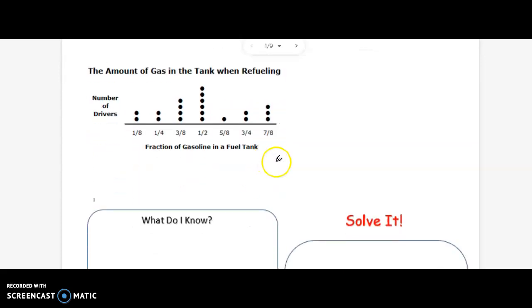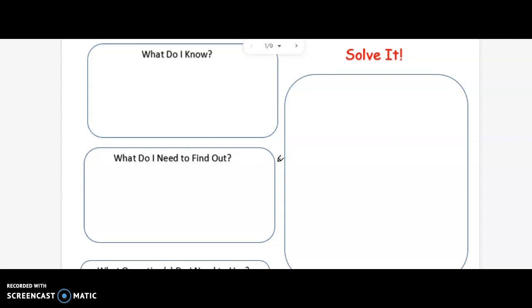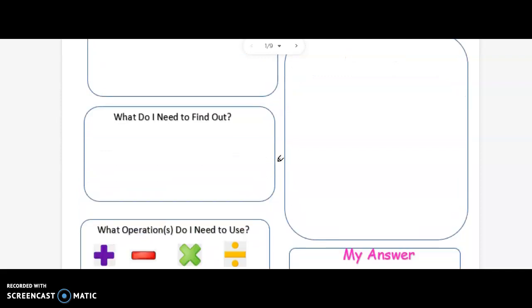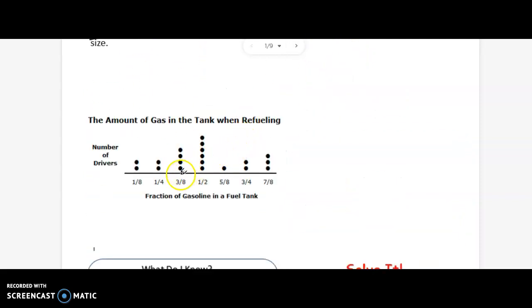Now, if you scroll down, I did create a little organizer. If it helps you organize your thoughts, then use it. If it's not useful to you, you don't have to use it. So down here, let me grab my colors. What do I know? Well, here's what we know.